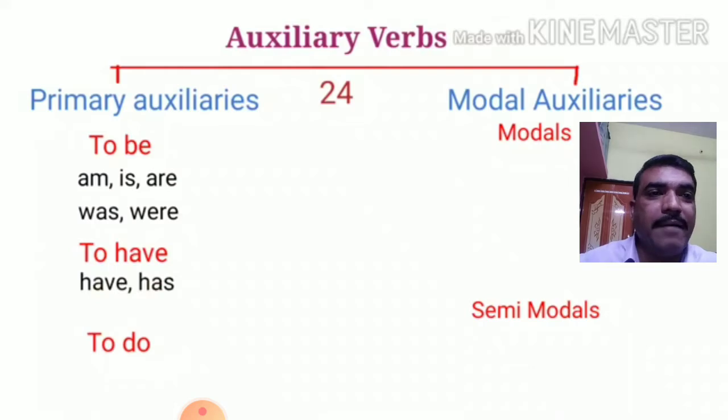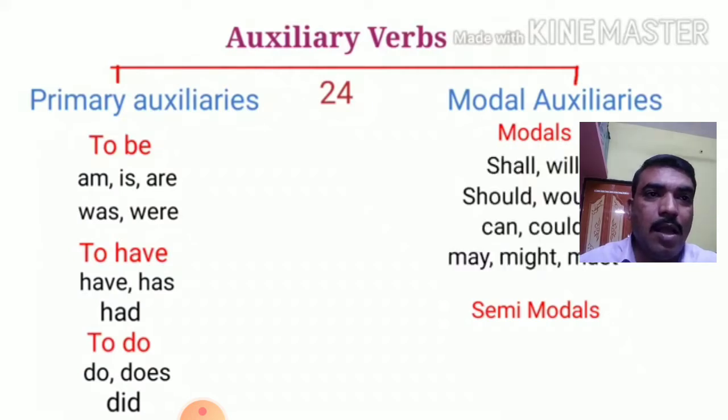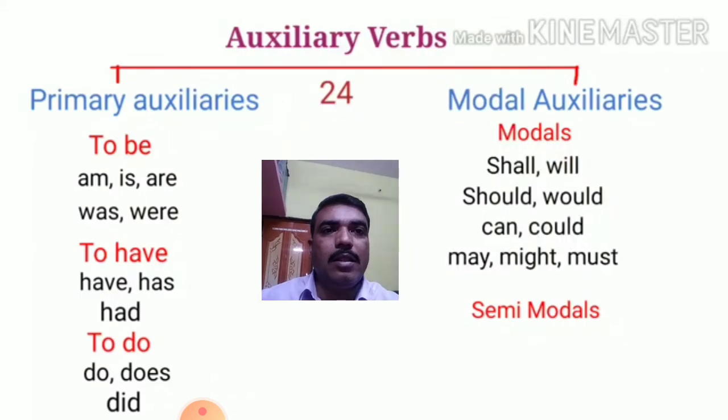Another type in the primary auxiliary is have, has in present tense, had in past tense. Another type in primary auxiliary is to do. Do, does, primary. These primary auxiliaries are used in the present tense and did is used in the past tense.